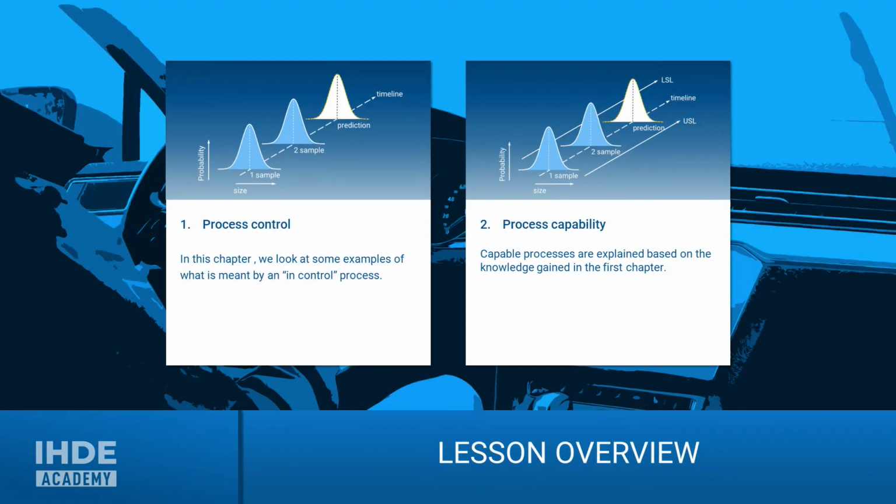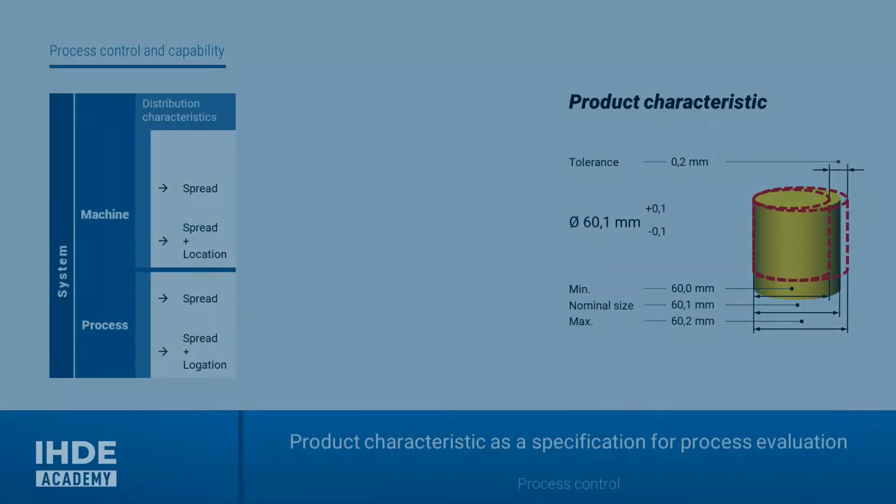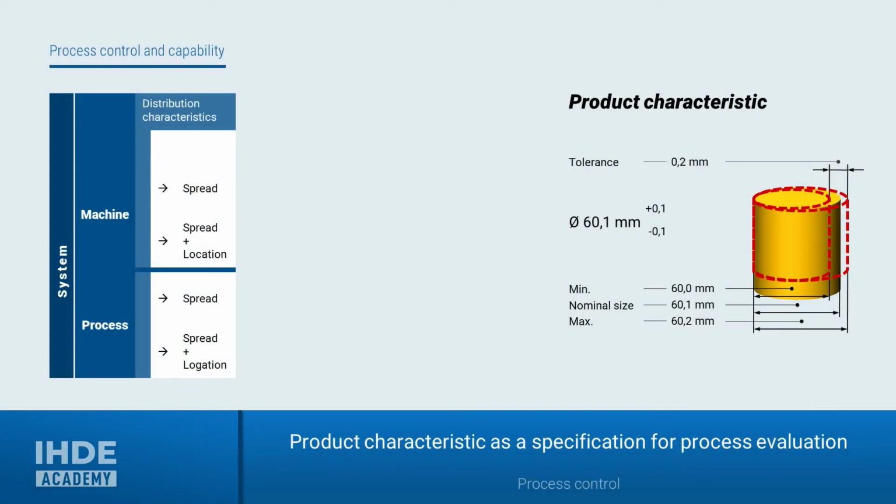This lesson is divided into two chapters. In the first chapter, we look at some examples of what is meant by a controlled process. And in the second chapter, we do the same again for capable processes. Let's start with controlled processes. As an example, we take again our tried and tested piston. Its diameter is 60.1 mm with a tolerance of plus minus 0.1.